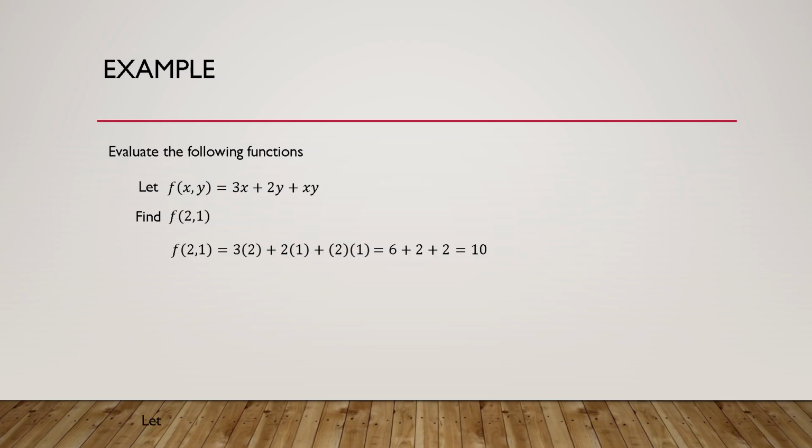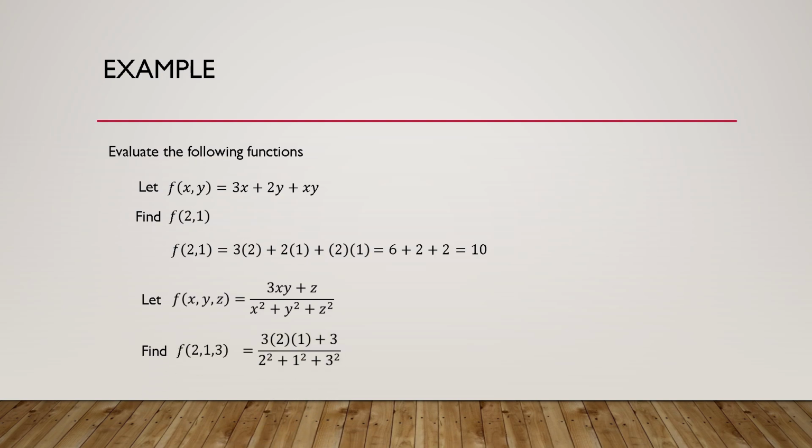In another example, let f of x, y, z equal 3xy plus z, all over x squared plus y squared plus z squared. Find f of 2, 1, 3. Again, we replace x's with 2, y's with 1, and z's with 3. Simplify to get 6 plus 3 all over 4 plus 1 plus 9, which equals 9 over 14.